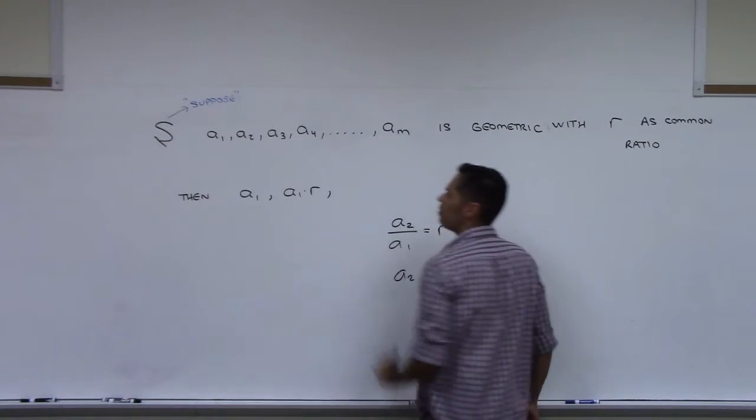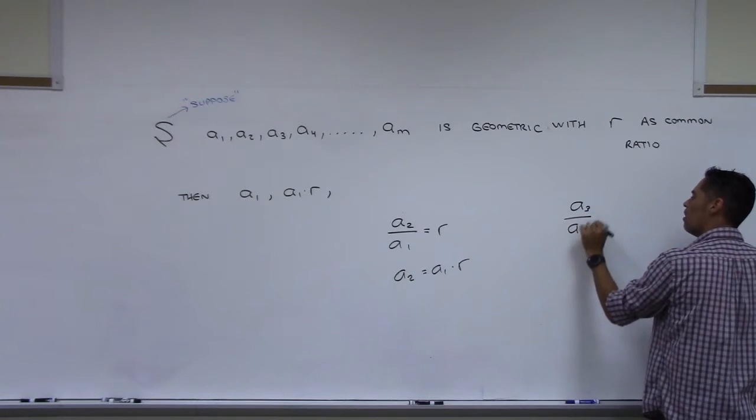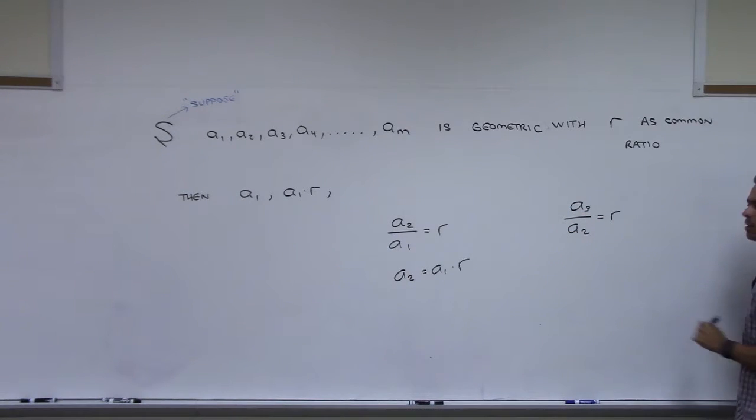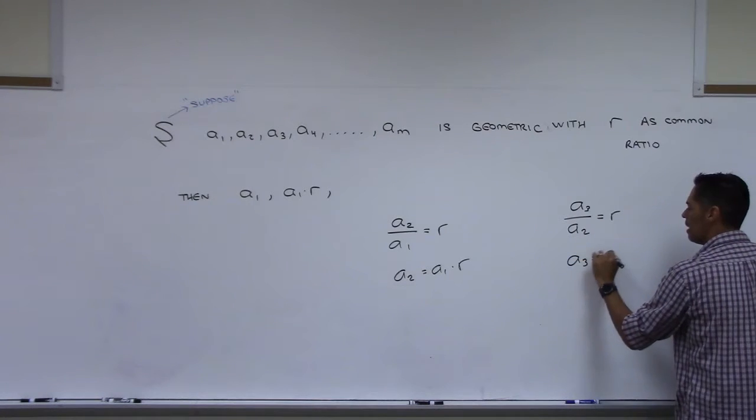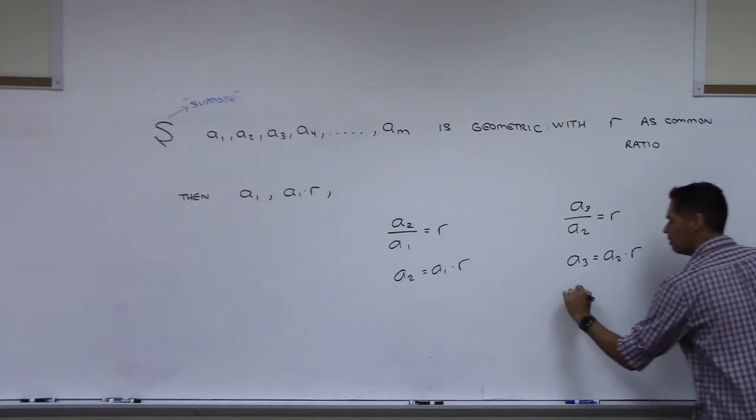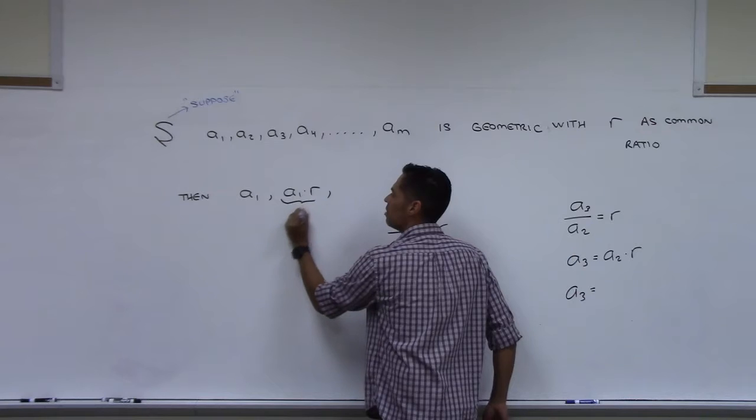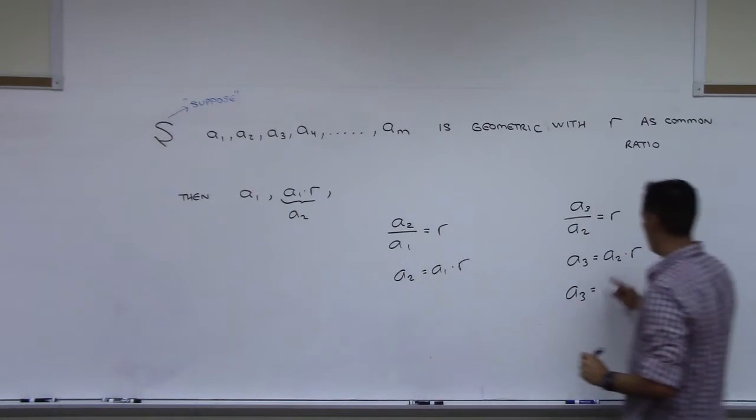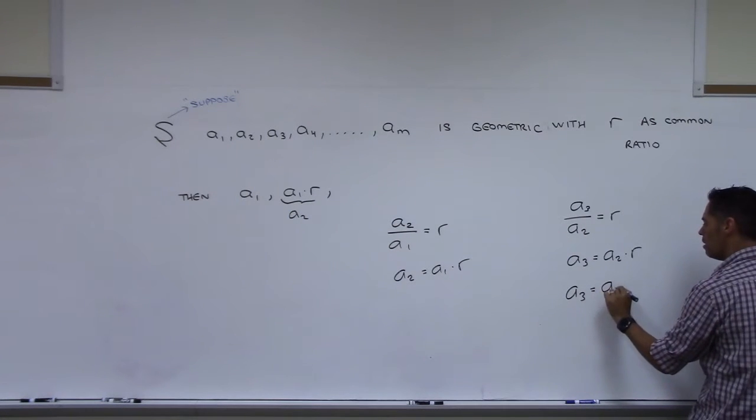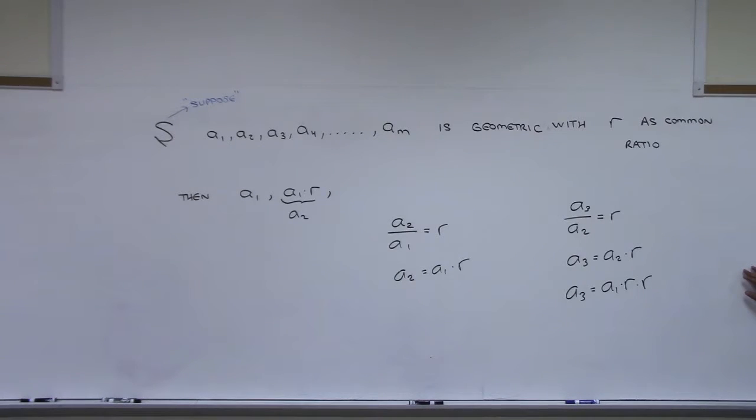And then what would the third one be? Well, my third one over my second one should also be r. So A3 should be A2 times r. But what's A2? We just found out what A sub 2 was. A sub 2 is actually A sub 1 times r. But then I multiply by r again. So isn't it the first one times r squared? Do y'all see that?